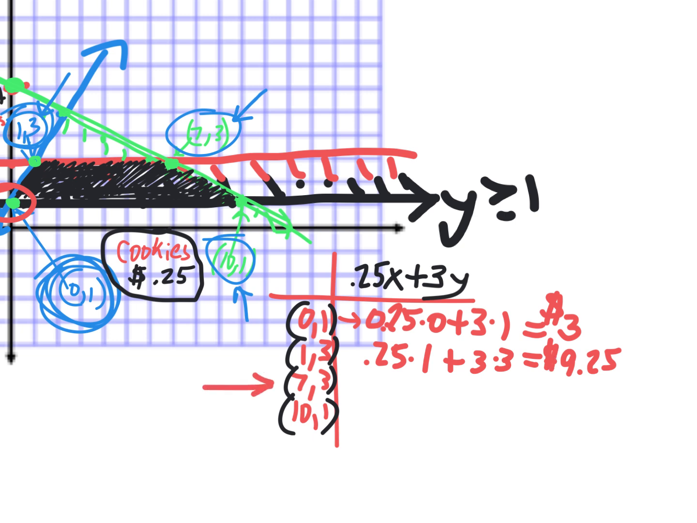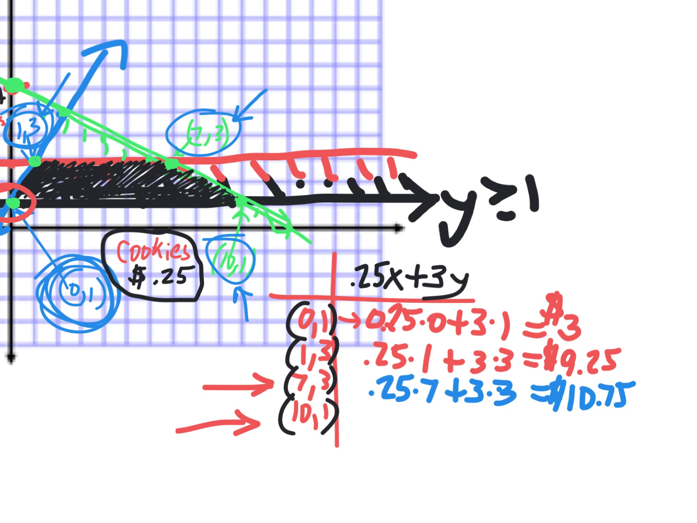7 comma 3 though, our theory was that 7 comma 3 or 10 comma 1 is probably going to be the one that makes the most money. 7 comma 3 is 0.25 for each x, which there are 7 of them, plus 3 for each y, and there's 3 of them. So 7 quarters is $1.75 plus 9. 9 plus $1.75 is $10.75. You could use a calculator, of course.